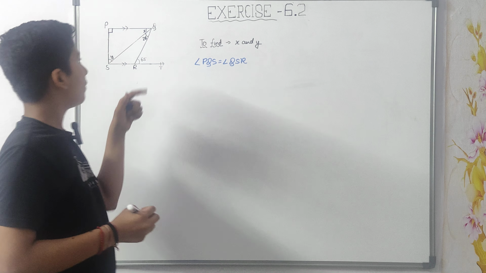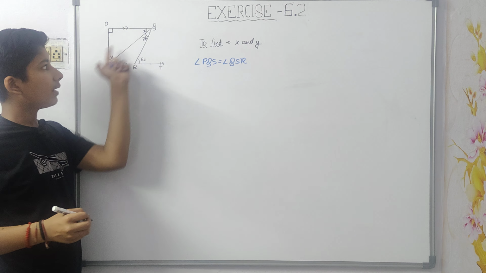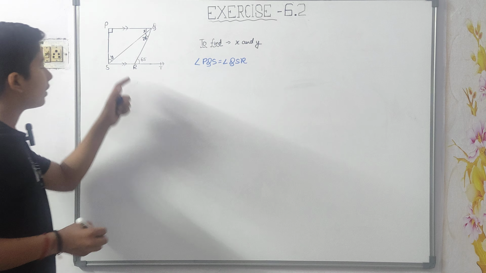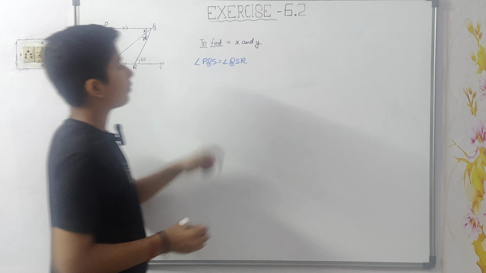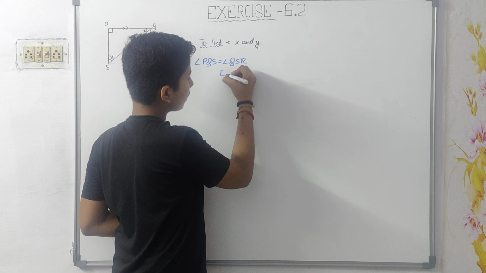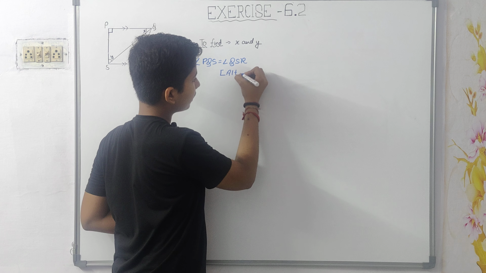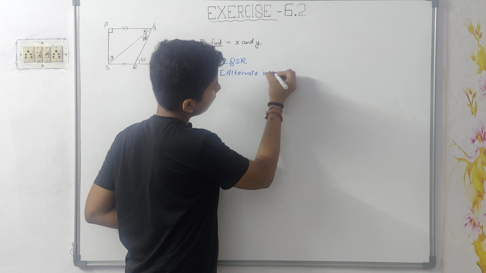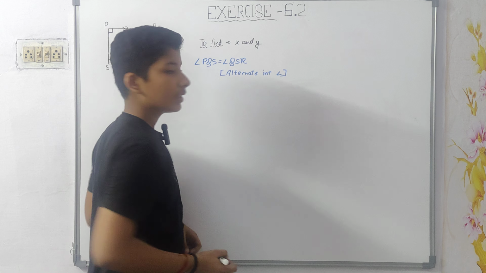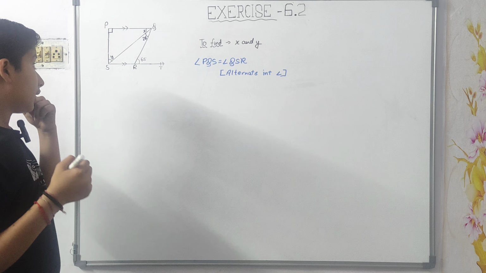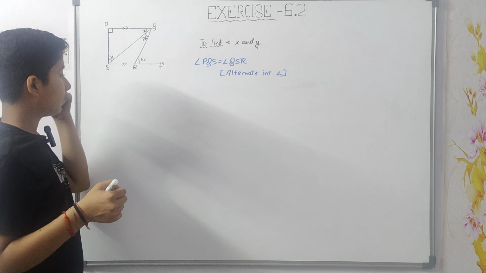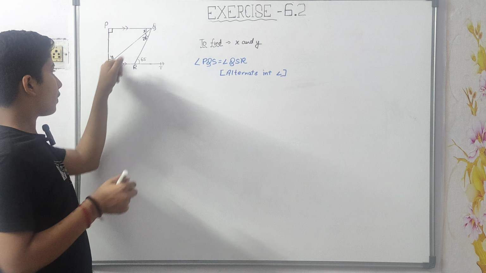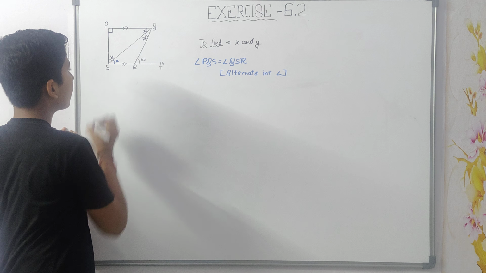Why? Because these two lines are parallel and there is a straight line, so this angle will be equal to this angle by alternate interior angles. There are two methods of doing this question, I'll tell you both of them. So this will also be x.